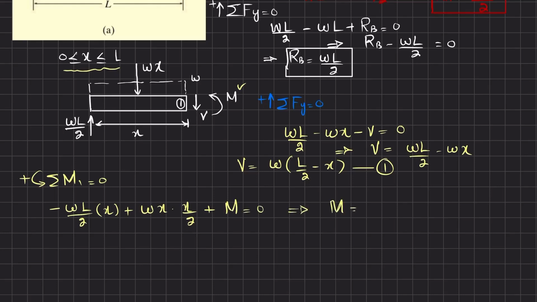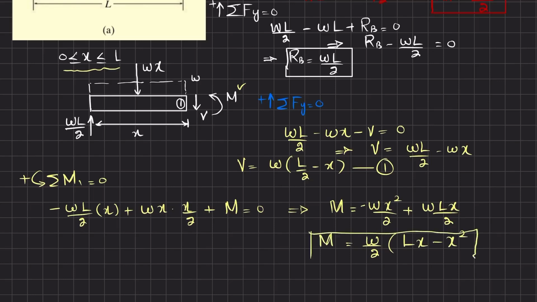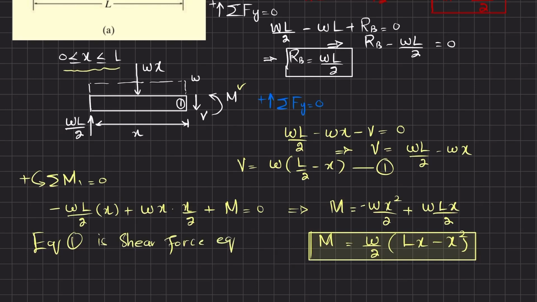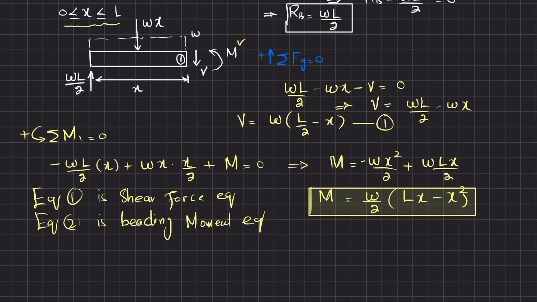From here you will get moment is equal to WX square over 2 plus WX square minus WX square over 2 plus WLX over 2. Again, if you take W over 2 as common, you will get (LX minus X square). This is the moment equation. Now you have both the moment and shear force equations. Equation 1 is the shear force equation, while equation 2 is the bending moment equation. With the help of these equations, we will draw the shear force and bending moment diagrams.